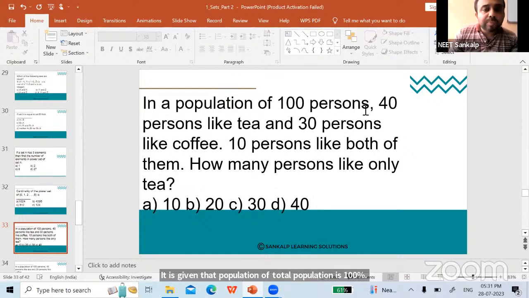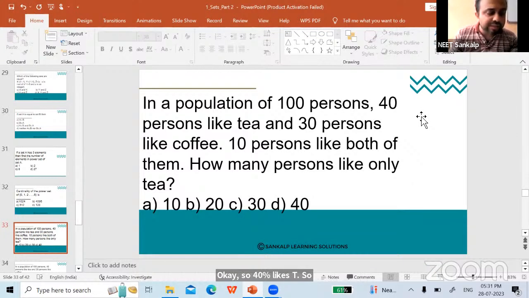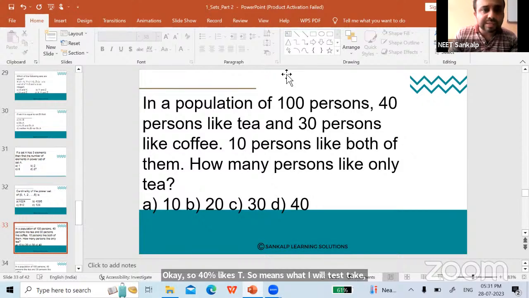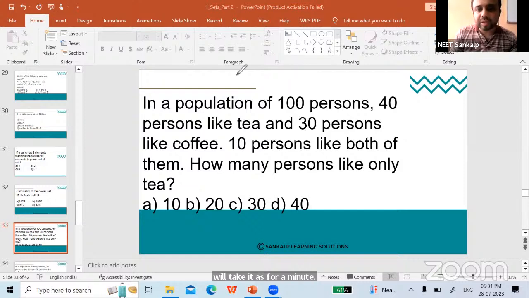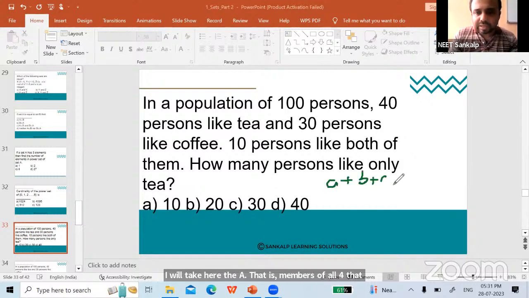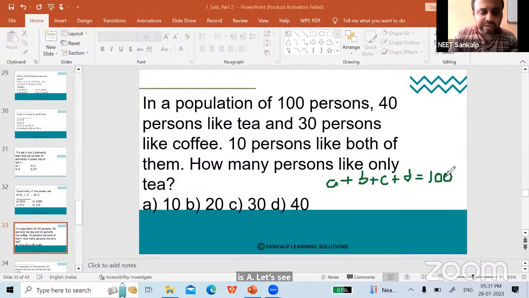In that, 40 persons like tea. So I will take the members of all four parts as A, B, C, D. That is A plus B plus C plus D, so the total will become 100.